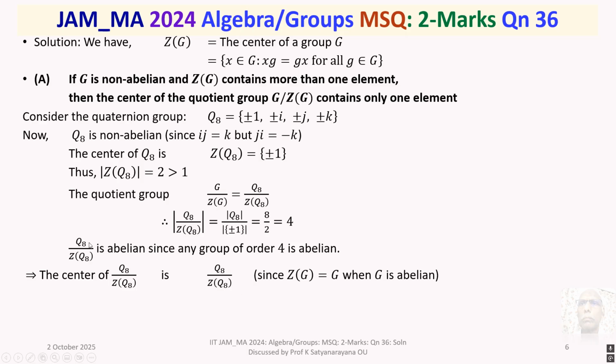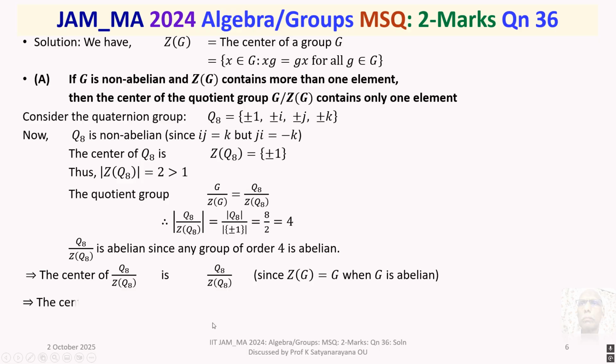Why? Because Q8 by ZQ8 is abelian. When it is abelian, its center will be the same. So, the center of G is equal to G when G is abelian. So, Q8 by ZQ8 is abelian. Therefore, the center of this one is itself.